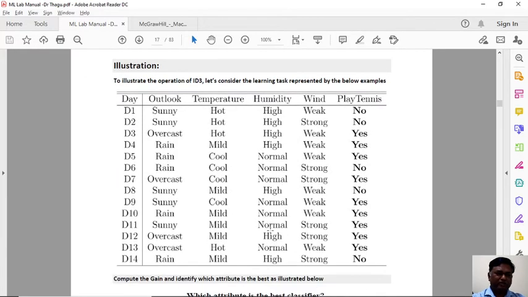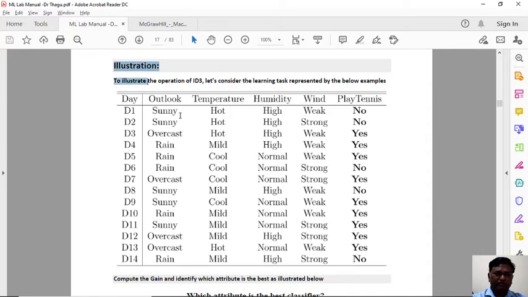The same textbook example is given. Sir has given the same data set. See, we have 14 days of data, and 4 attributes: outlook, temperature, humidity, and wind, and PlayTennis is your target attribute. So out of these 4 attributes, which is the best attribute? How to calculate the best attribute? We have studied this in the theory part.